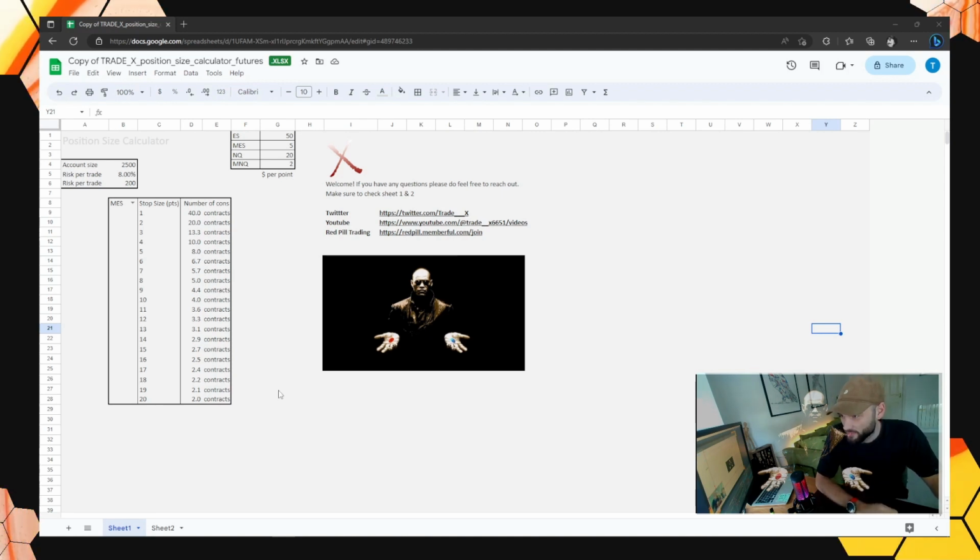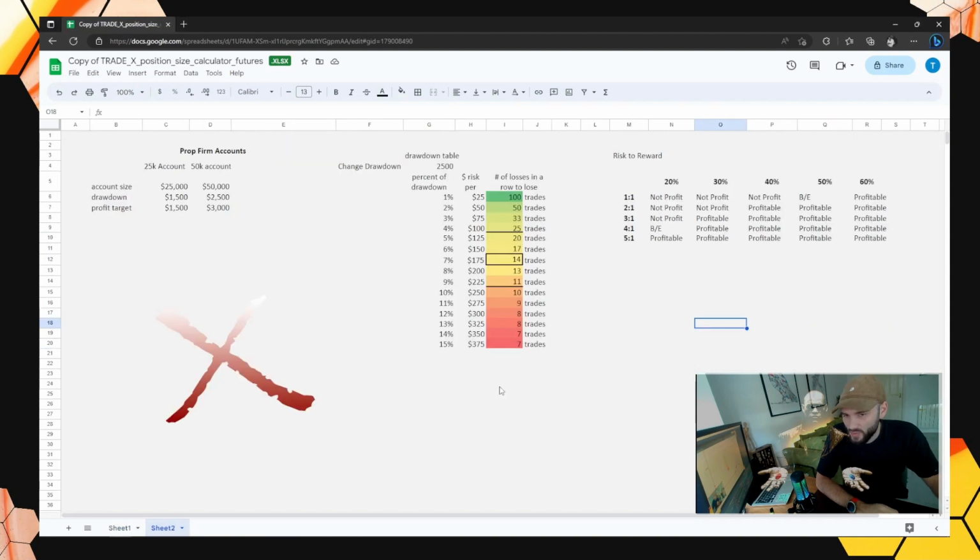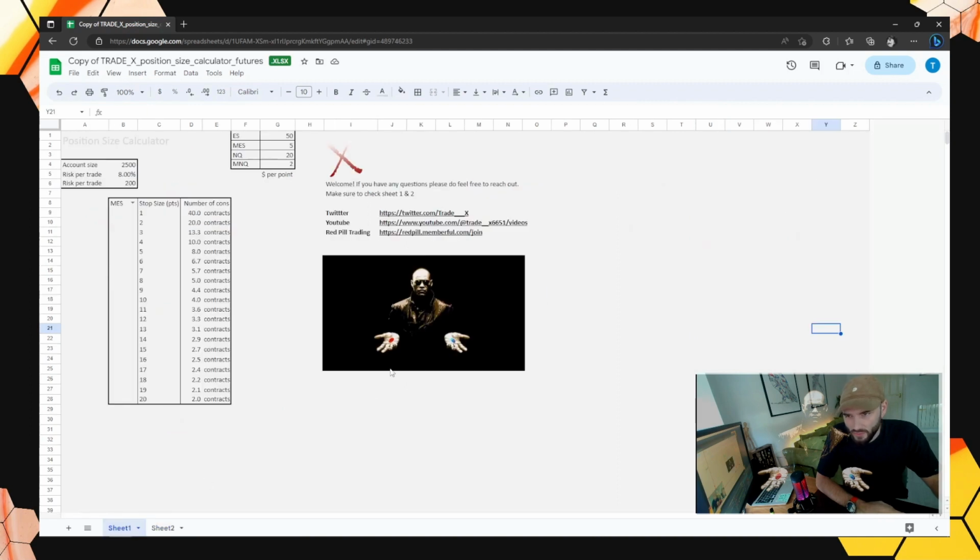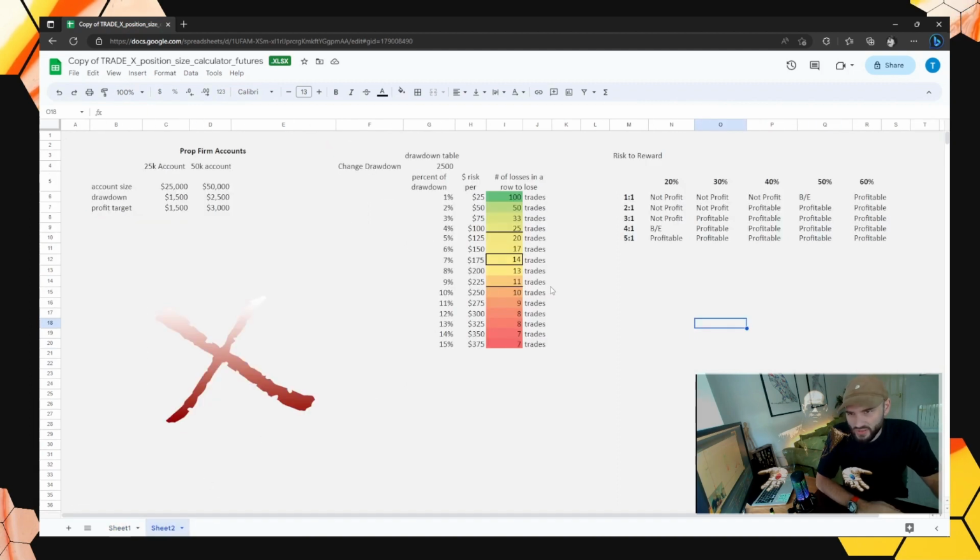So let's just start with a brief navigation of this document so you guys can get familiar with it. We have sheet 1 and we have sheet 2 down at the bottom. So there's 2 sheets and we're going to go through both. So let's start on sheet 2, okay?